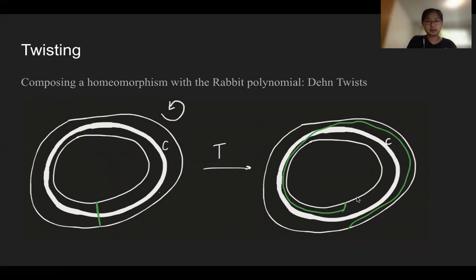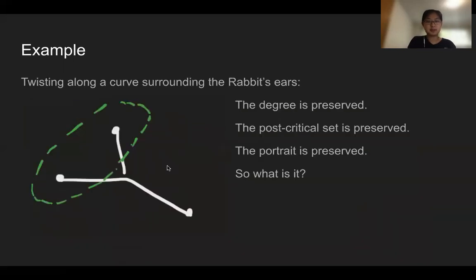So the question becomes, well, say this is the rabbit polynomial, and the tree associated to it in the complex plane. If we compose the rabbit polynomial with this Dehn twist that happens around its two ears, then we can make some observations about the resulting map.